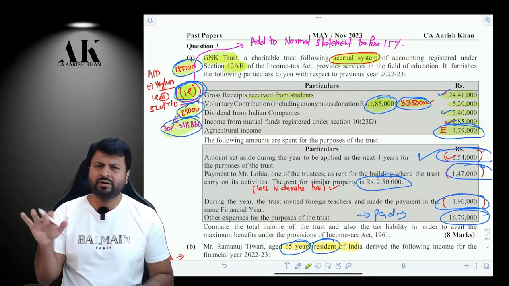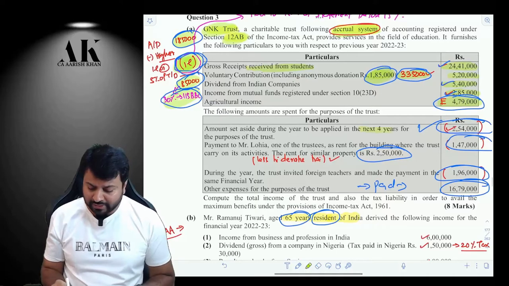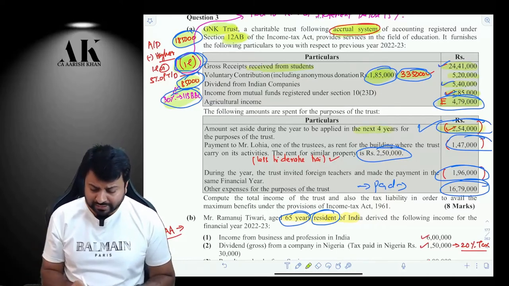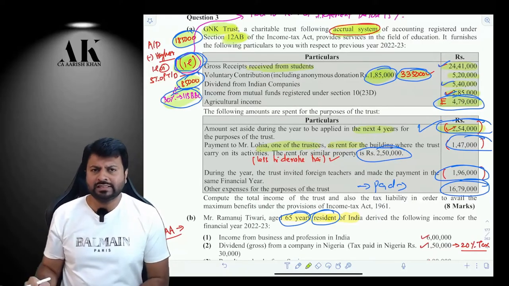Agriculture income is exempt even for a trust. Section 10(1) is exempt for trust. Okay, don't worry. Now the trust is accumulating some money for the next 4 years. Yes, you can claim exemption under section 11 subsection 2. The trust is making payment to one of the trustees as rent. Okay, you can make the payment to trustees as rent. There is no harm in that.